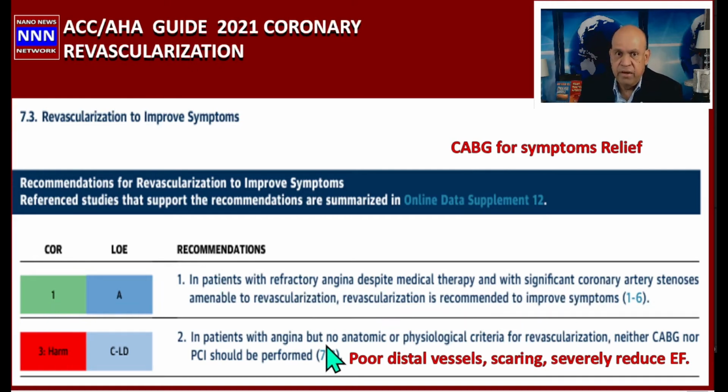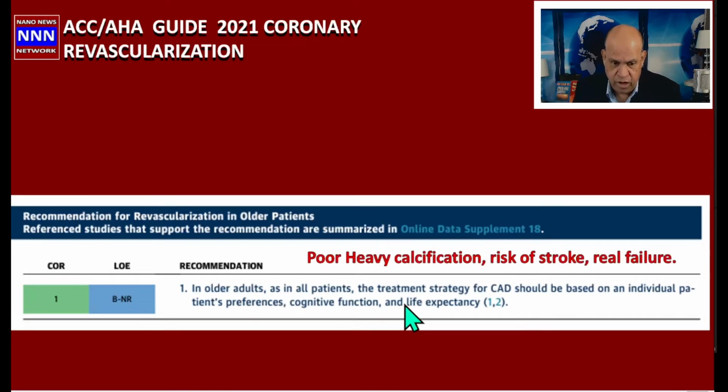On the other hand, if their coronary anatomy is not suitable for revascularization, if they have poor distal vessels, if they have multiple vessels, if they have a lot of scarring, which will not be improved by coronary artery bypass surgery, severely reduced ejection fraction like 10, 12, 15% with a lot of scarring, then it may be harmful to subject them to surgery because they may not come out of the surgery, and even if they do, they may be severely disabled for a prolonged period of time. And I have seen this in my practice. That's why I'm bringing this up.